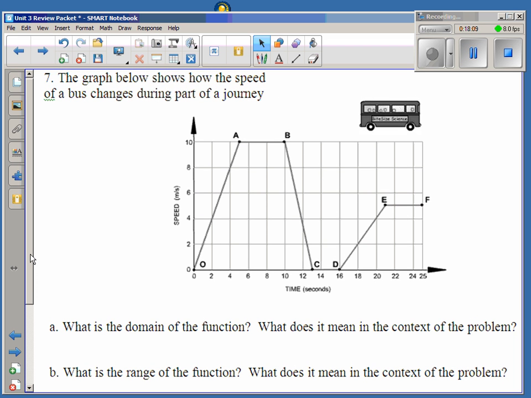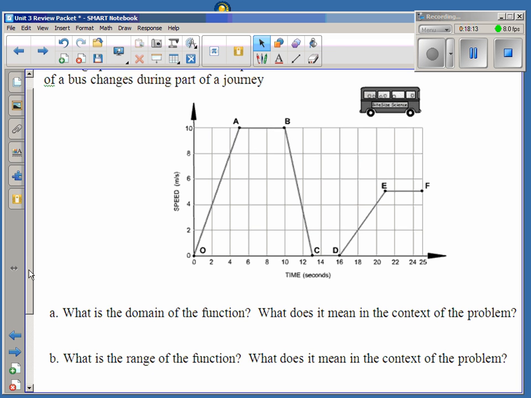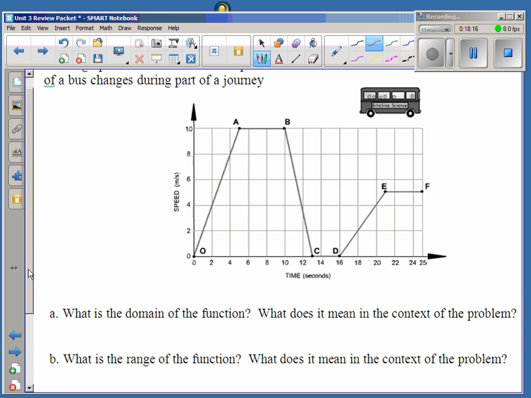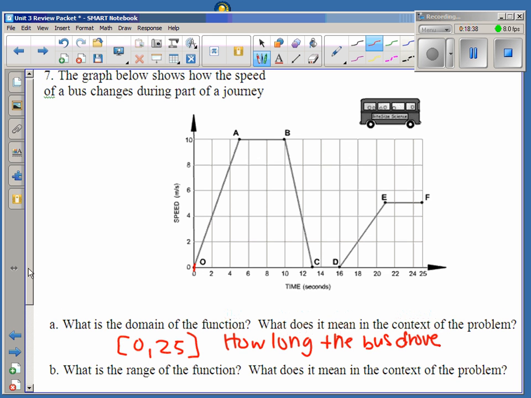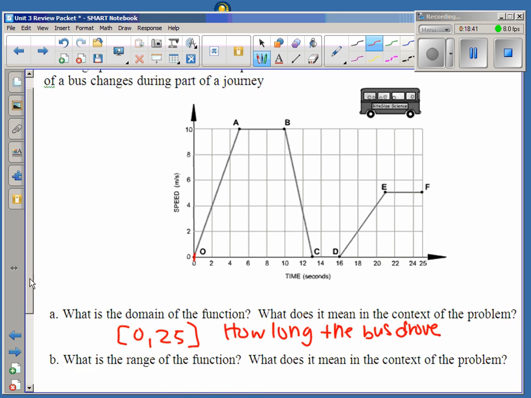Okay, so we have time on the x, speed on the y-axis, and I think for the most part you guys are pretty good at this except for a couple questions. So domain, we know, is our x's, so 0 to 25. And you can write it in interval notation now that you know that. And it says, what does it mean? That's just how long the bus drove. Or in other words, it's just how long they tracked it, because I don't think the bus drove for only 25 seconds, but I think it's how long they tracked the bus's speed.